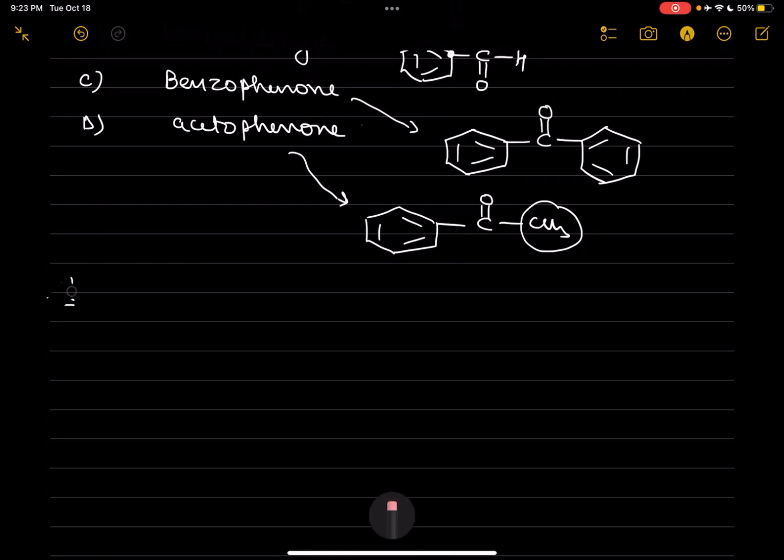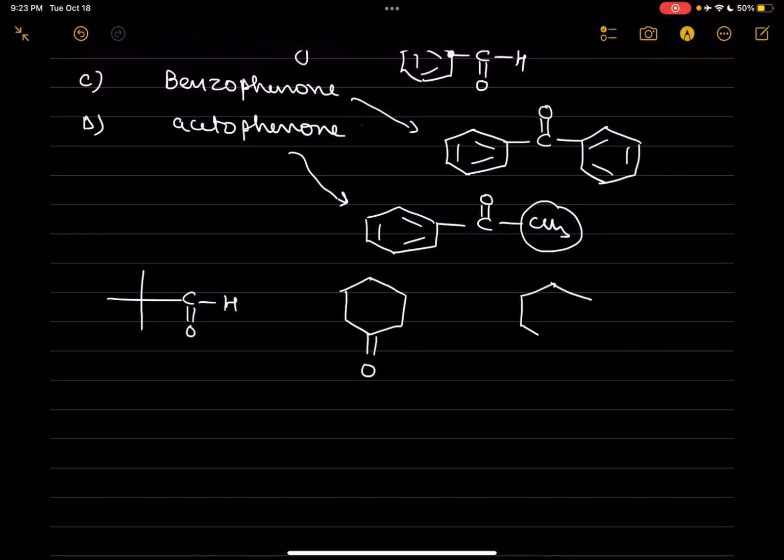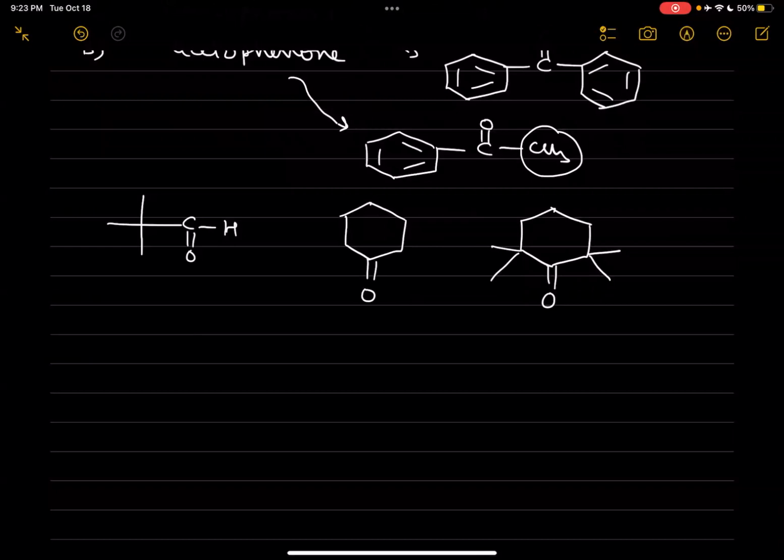So for example, if you have cyclohexanone or another option, which one is going to give aldol condensation? Sir, B. D is going to give aldol condensation. Exactly.